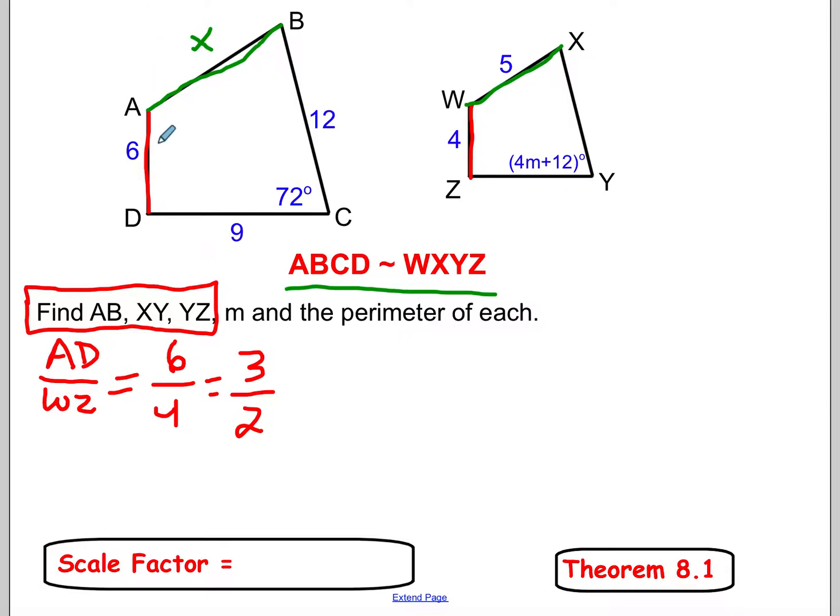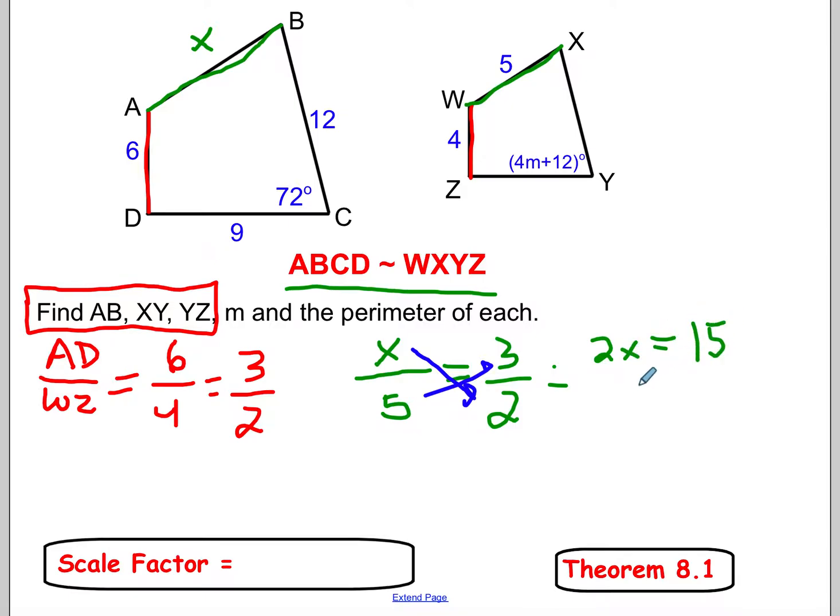Even though I don't know what AB is, what I do know is that AB, which is x, over 5, its corresponding sides, has to be equal to a 3:2 ratio. And now I can cross multiply and solve. So when I do that, I get 2x equals 15. And x is 7.5. But remember what x is: AB.